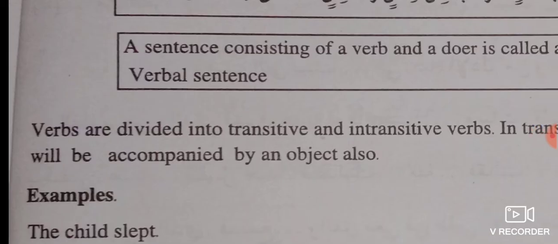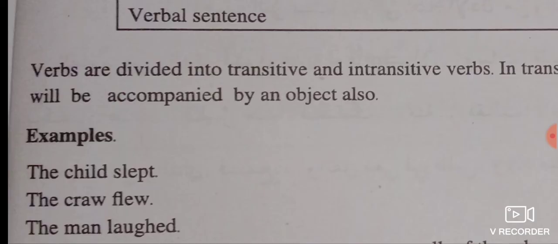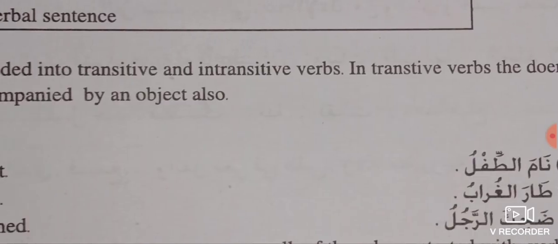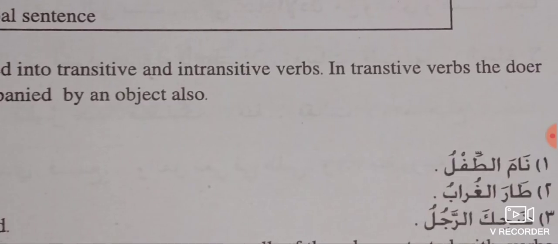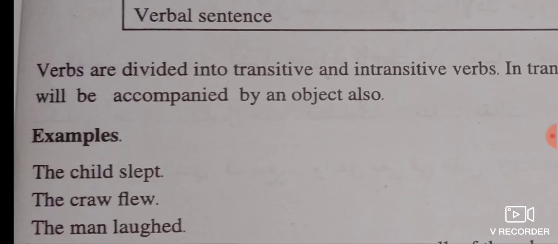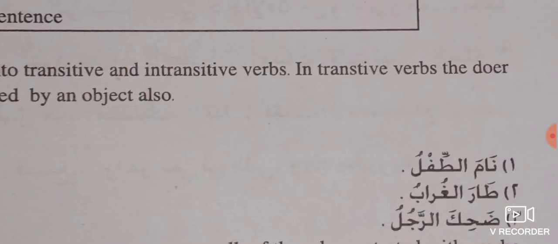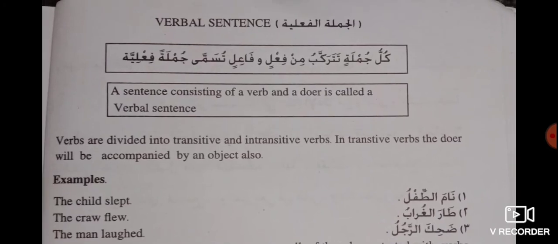Then verbs are divided into transitive and intransitive verbs. Two kinds of verbs are there, that is transitive and intransitive verbs. In transitive verbs, the doer, for example, the tifl, will be accompanied by an object also. There will be an object with the doer in the case of transitive verbs, and there will be no object in the case of intransitive verbs.